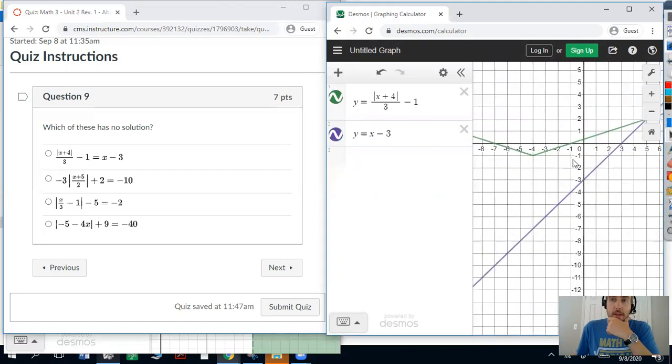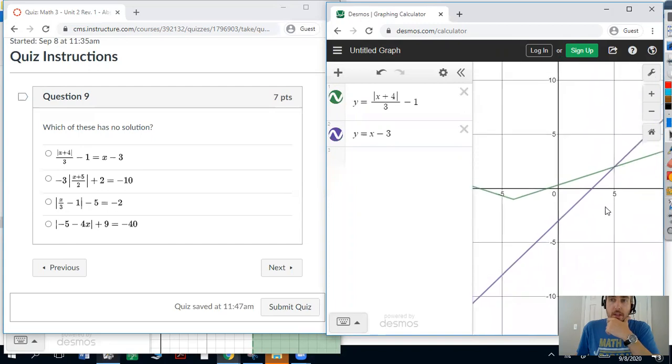And we'll take that in there, up there, and you can see that it does cross. That's got a solution. That's at 5. That one's good. Let's look at the next one.